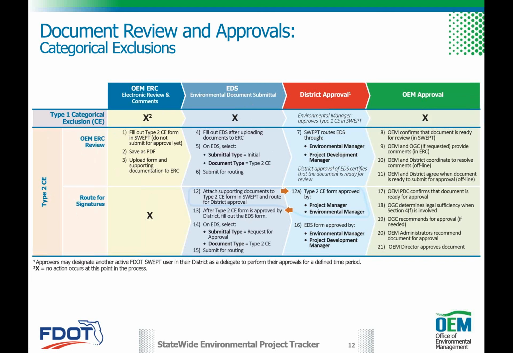I've talked through how we do it on a Type 2. It's the same for an EA. It's the same for an EIS. There are slight modifications for reevaluation, just because some of them can stay at the district level while others move up. The district level ones are very similar to how Type 1s are handled. The ones that move up are very similar to what's described here for the Type 2s.